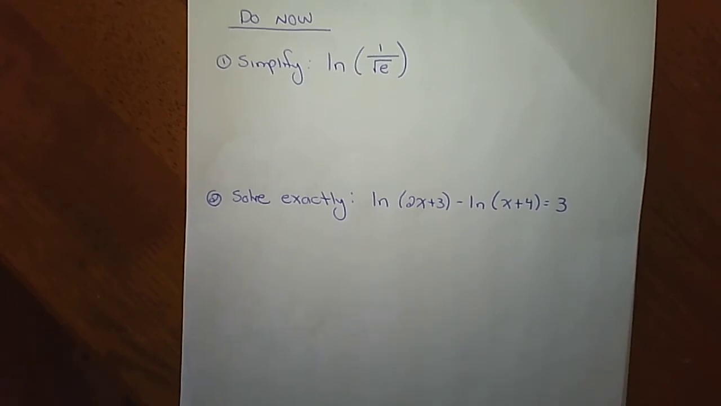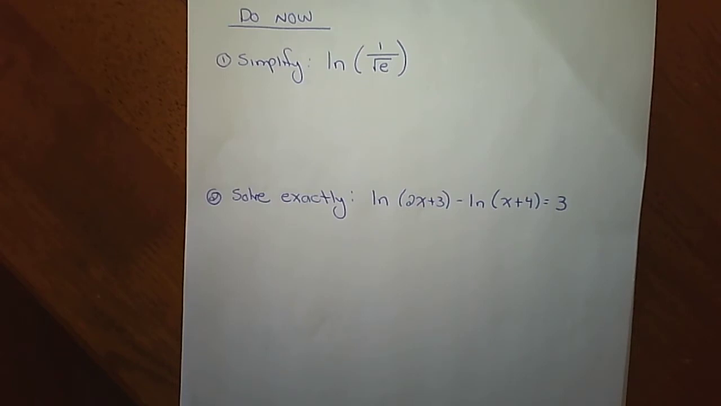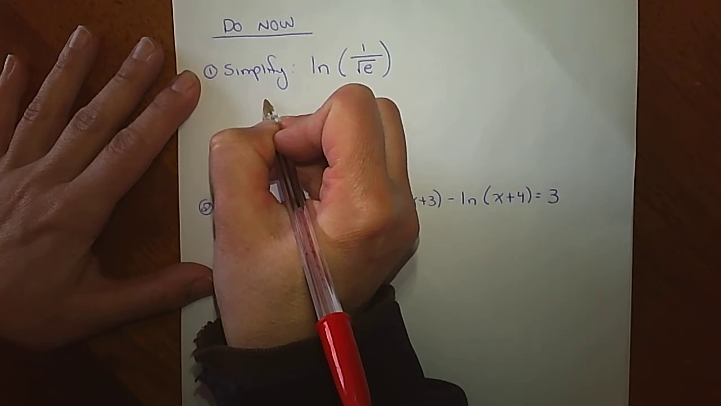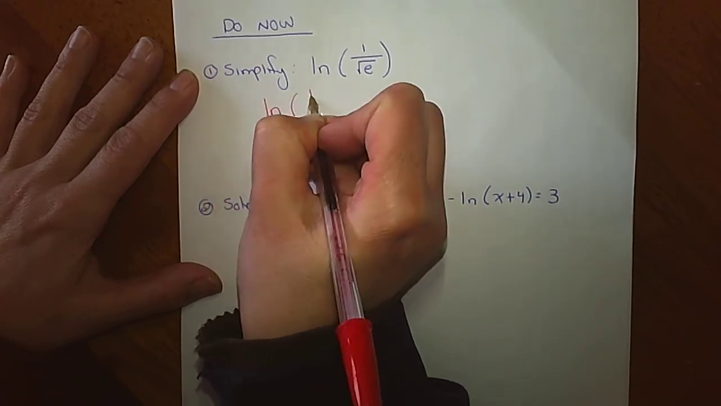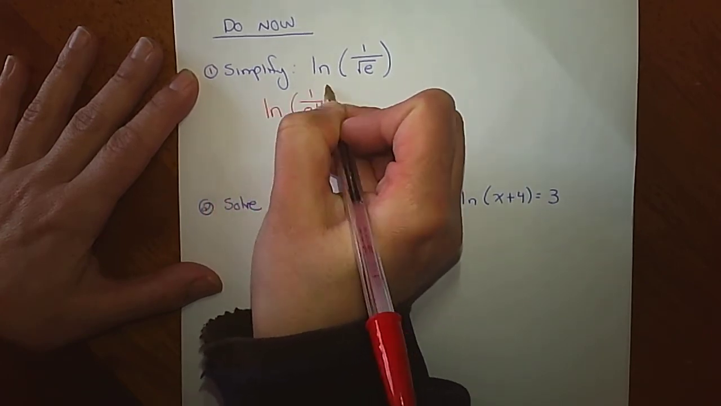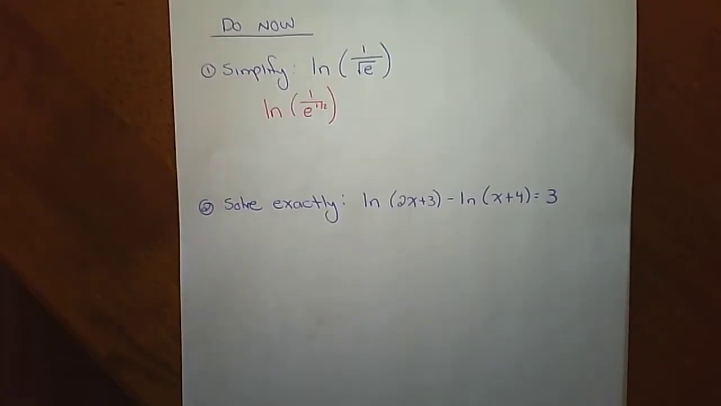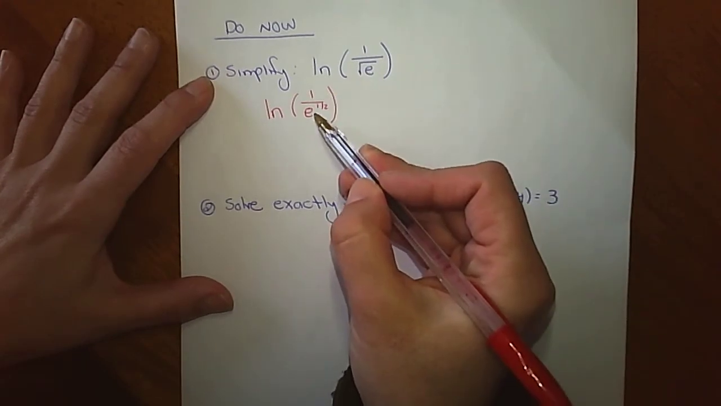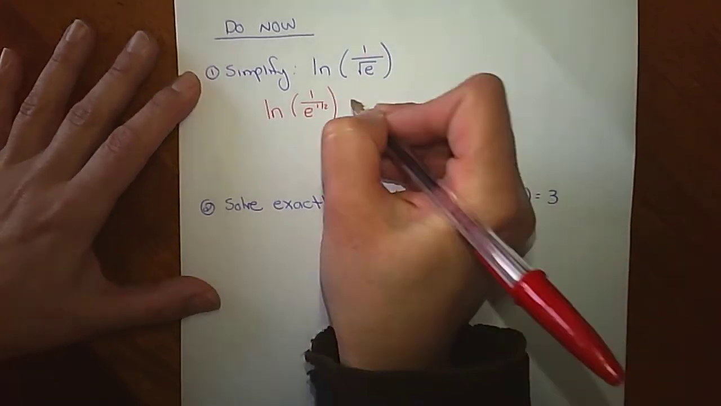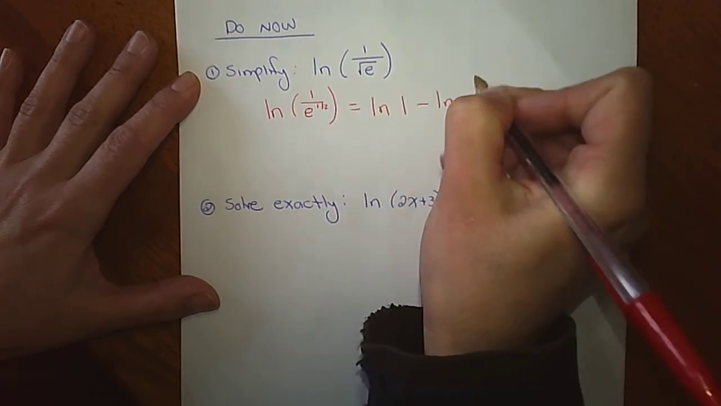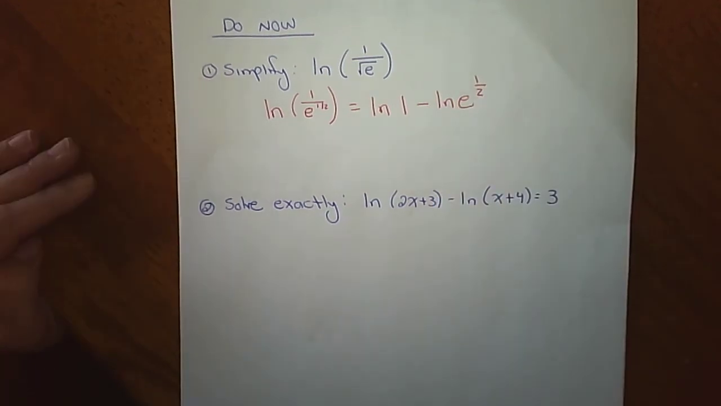All right, hoping you paused me, and now I'm going to do them, and let's see how you did. So when I look at this, I'm going to rewrite it as the natural log of 1 over e to the 1/2 power. Now I'm going to look at this and say to myself, okay, it's a division question, so I'm going to expand it. When I expand it, both the 1 and the e to the 1/2 will get their own natural log. So I get the natural log of 1 minus the natural log of e to the 1/2 power.